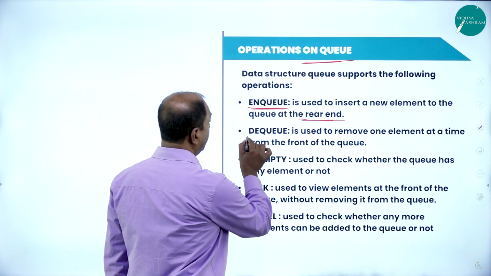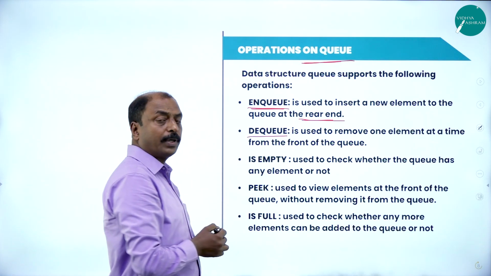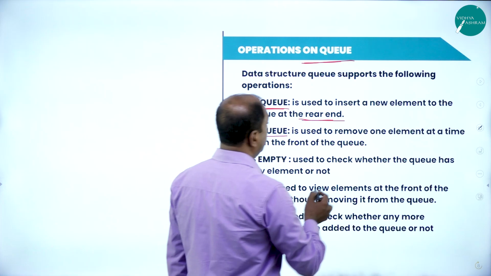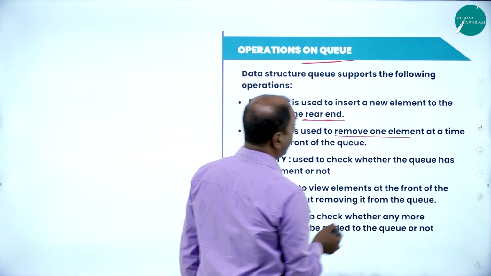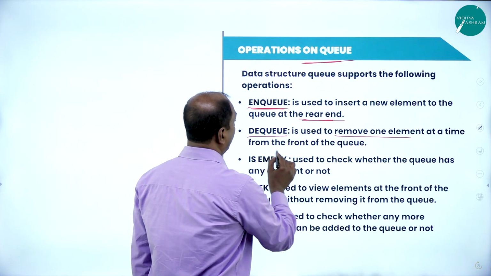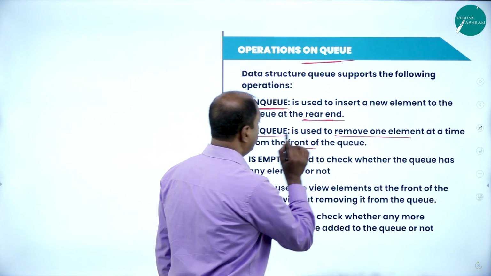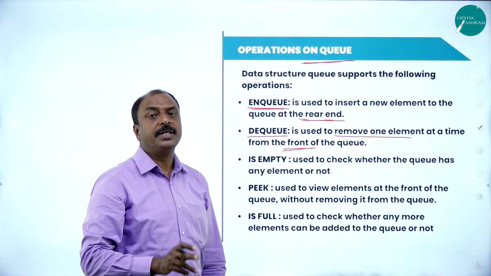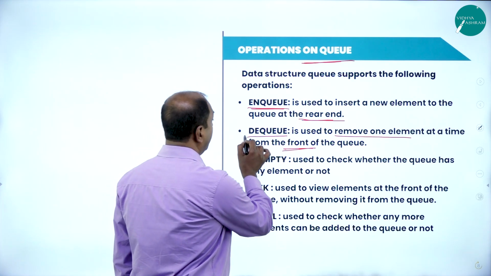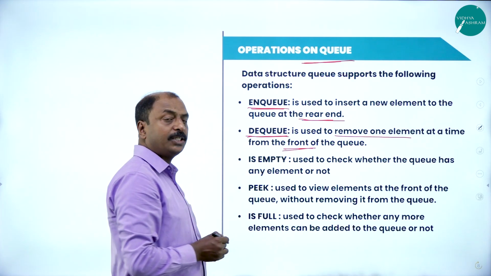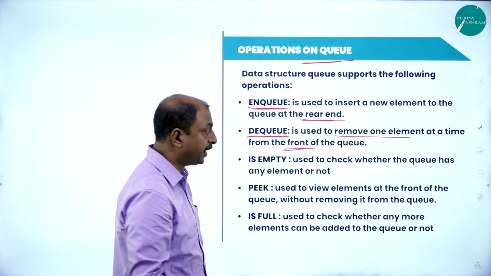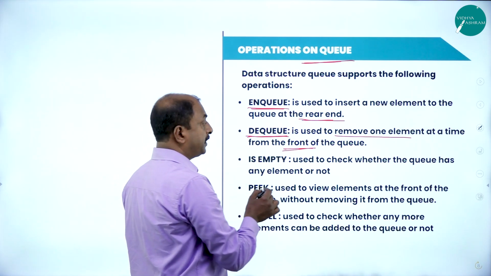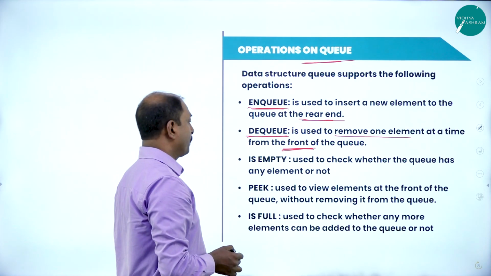Now, the next one is the DQ operation. What is DQ? DQ is used to remove one element at a time from the front of the queue, because the front is the pointer where the deletion takes place. So DQ is nothing but a deletion operation, and deletion takes place at the front end.